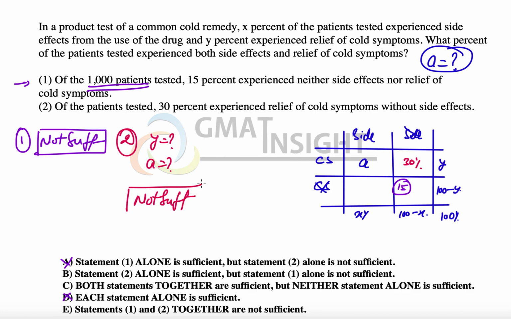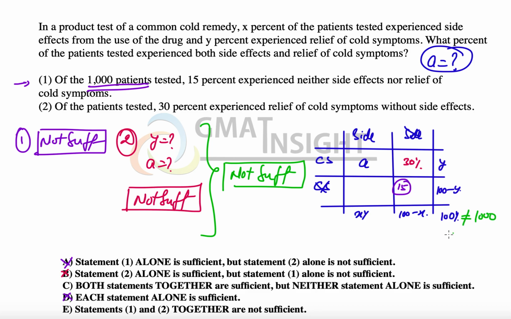And even after combining the two statements, the information is not sufficient because the first statement does not help us understand anything, since we don't know whether 1000 patients are the total 100% or not. Therefore, even after combining the two statements, we still are at the same place. That means this part is 30, and we don't know about the X because this may be 15 or this may be only 15% of 1000. We don't know whether this is equal to 1000 or not.